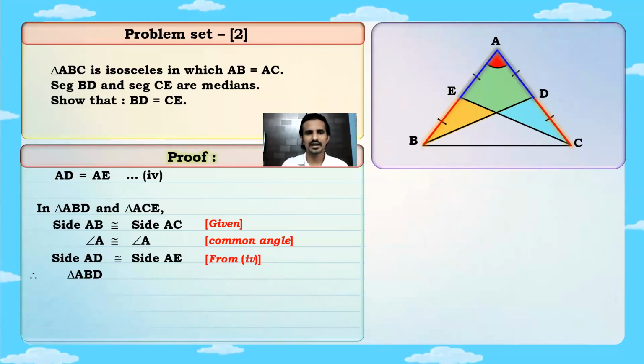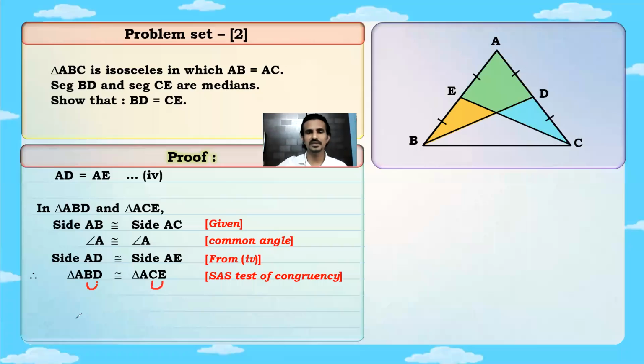So we have triangle ABD congruent to triangle ACE, and the reason will be the SAS test of congruency. So we have now proved the triangles congruent by the SAS test. Once the triangles are proved congruent, we can prove that their corresponding sides are equal, and the corresponding sides will be the ones which we require in the question, that is BD and CE.